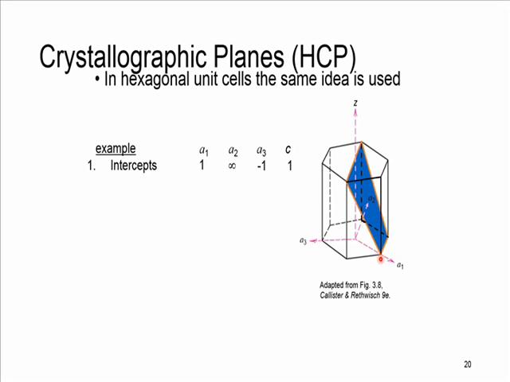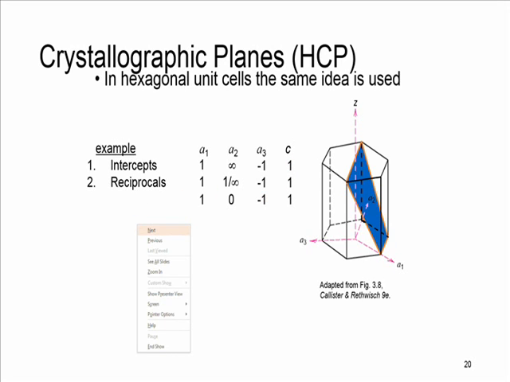So the first step is to find intercepts with these axes. As you can see, it intercepts A1 at 1, with A2 it is parallel, so it's going to be infinity, with A3 it is actually intersecting at this point, which is -1, and with C it is crossing the z-axis at 1. So we have these intercepts. The next step is to find reciprocals. The reciprocal is shown here. 1 is going to be 1, infinity will be 0, -1 the same, and 1 stays the same.